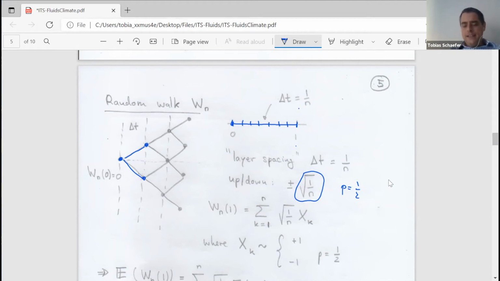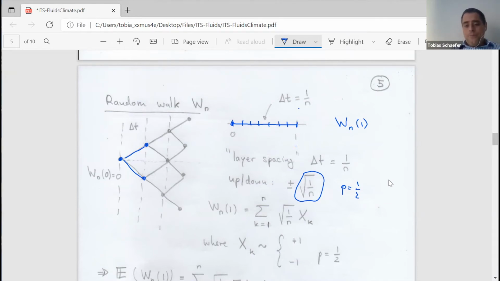Now, if I look at this random variable Wn at time 1, what I would like to have is that the mean and the variance are independent of n. Because if they are independent of n, then I know that Wn will just have a binomial distribution. If the mean and the variance are fixed, then for n going to infinity, that binomial distribution will converge to a Gaussian.